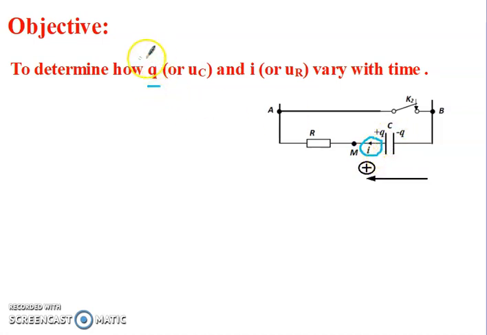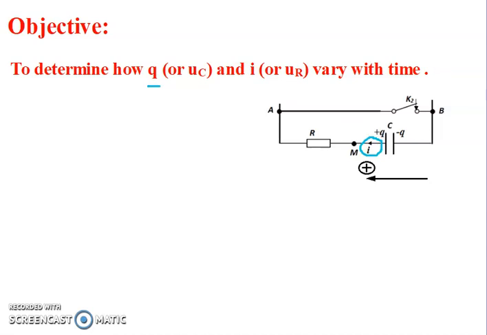So in order to know how Q and I, the same for UC and UR since they are proportional, vary with time, we have to find the function. You have to find the shape of the function here, the shape of the function here. To do so, we start with the law of addition of voltage, right?